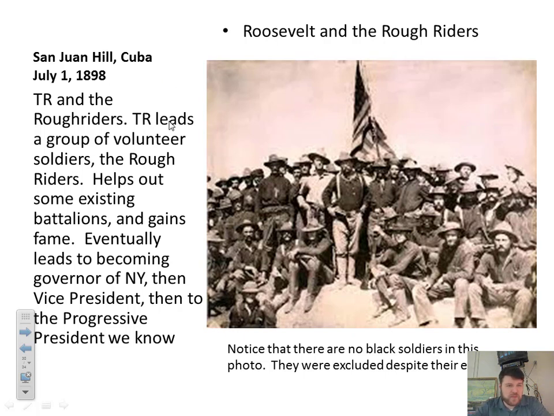So this kind of really helps out Teddy Roosevelt's career. He's going to start out with the Rough Riders. He's going to become governor of New York, then vice president, and then he's going to move on to finally become president. But he's got his start here with the Rough Riders. Pointing out in the picture here, there are no black soldiers in this photograph. There were tons of black soldiers fighting in the war. However, because it's in the 1890s and of course racism is still running rampant, we're going to exclude the blacks from the photograph at the victory of San Juan Hill.